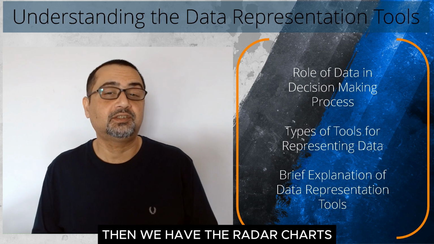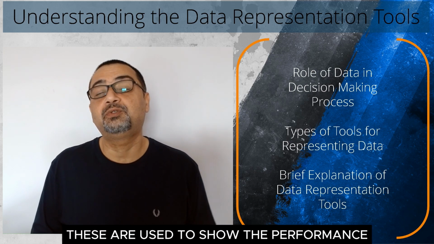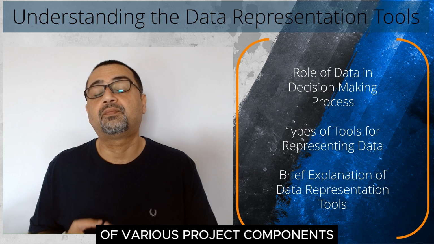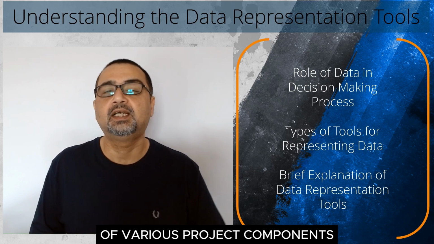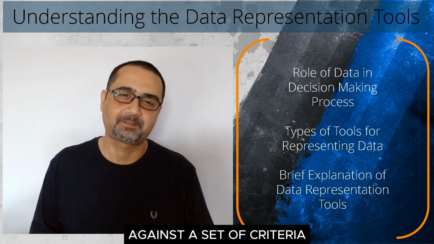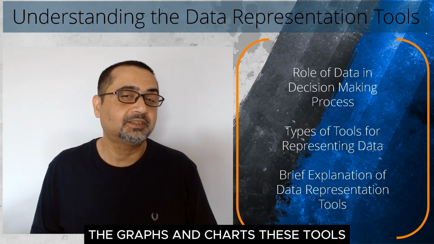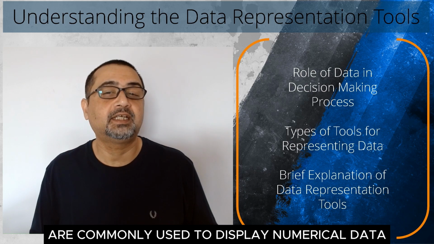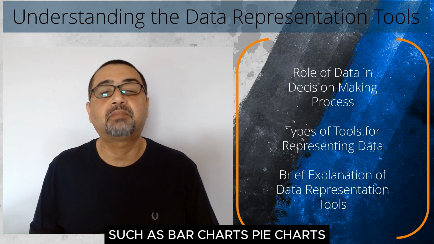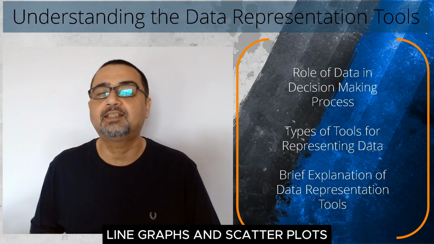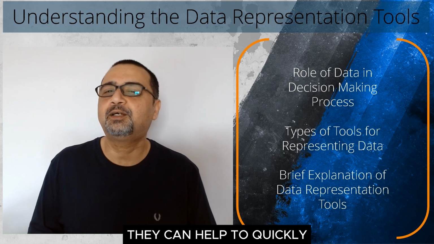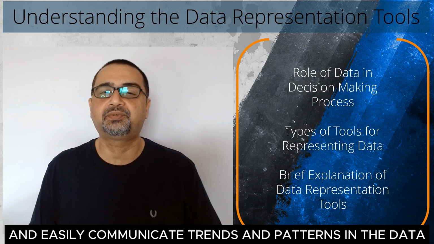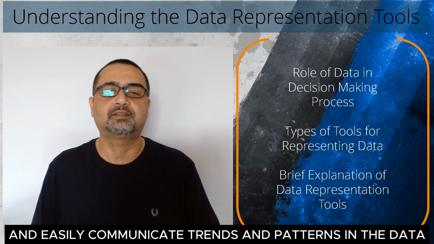Then we have the radar charts. These are used to show the performance of various project components against a set of criteria. The graphs and charts. These tools are commonly used to display numerical data such as bar charts, pie charts, line graphs, and scatter plots. They can help to quickly and easily communicate trends and patterns in the data.